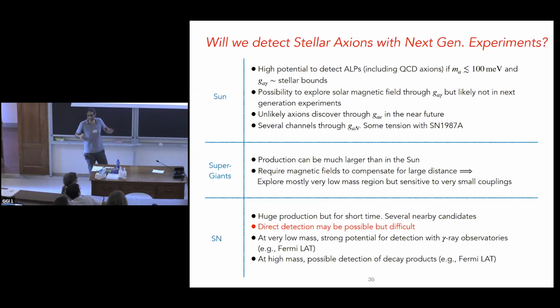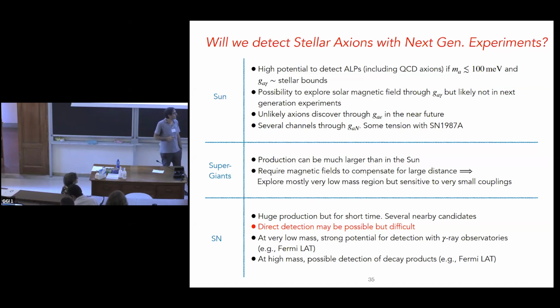Obviously, if they don't exist, we're not going to detect them. But if they are at the current stellar bound, there is a good chance to detect solar axions using helioscopes. And so we'll see, because this will have data maybe in a matter of years. It's unlikely a discovery through the coupling to electrons with any experiment I know.